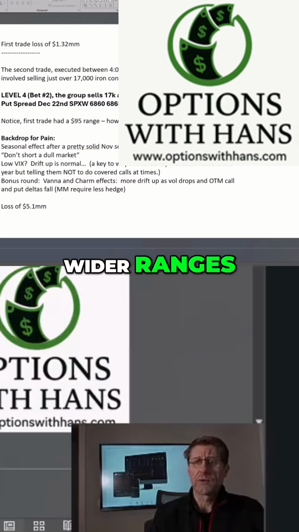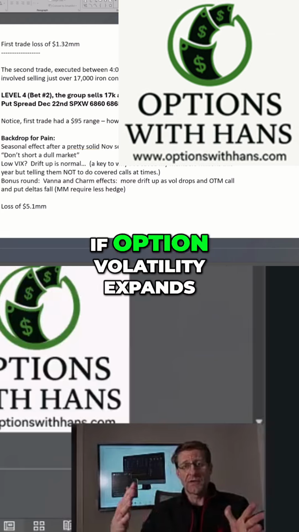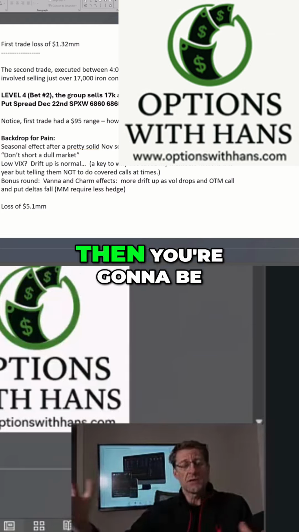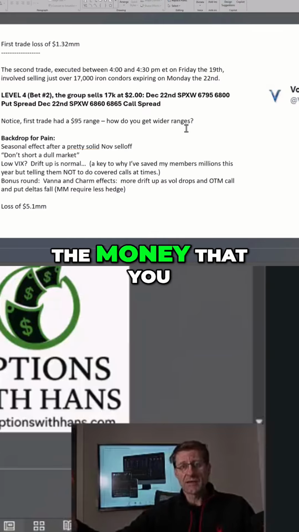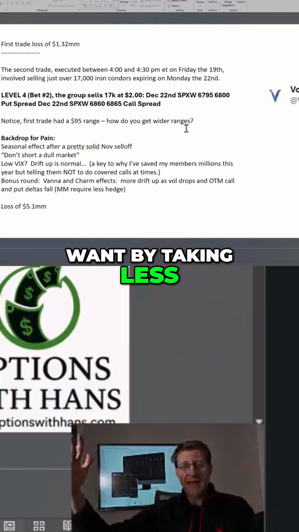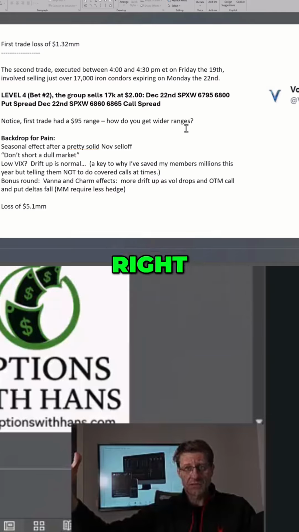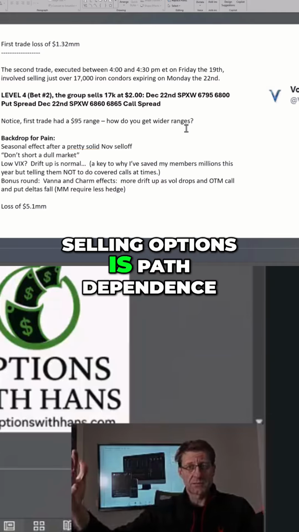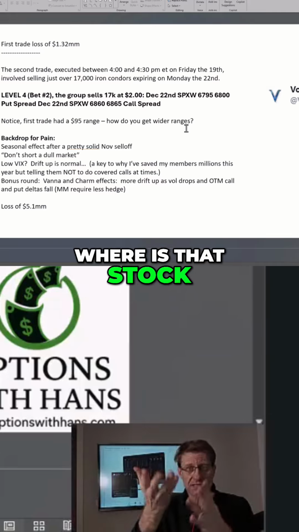How do you get wider ranges? Well, remember, we just talked about it. If option volatility expands, then you're going to be able to get the money that you want by taking less of a path dependence risk, right? Because our risk always in selling options is path dependence, right? Where is that stock going to go?